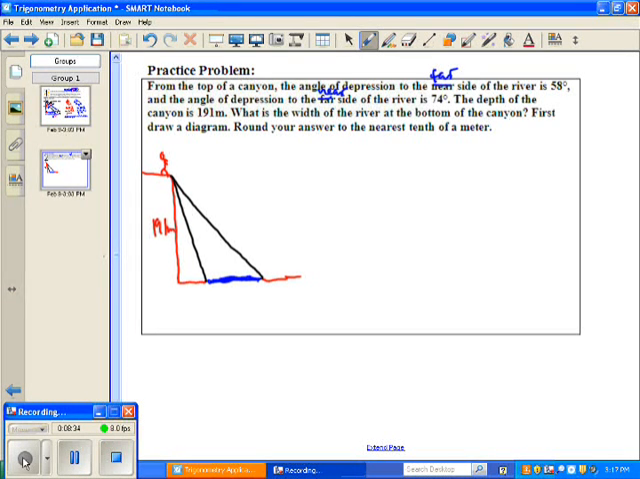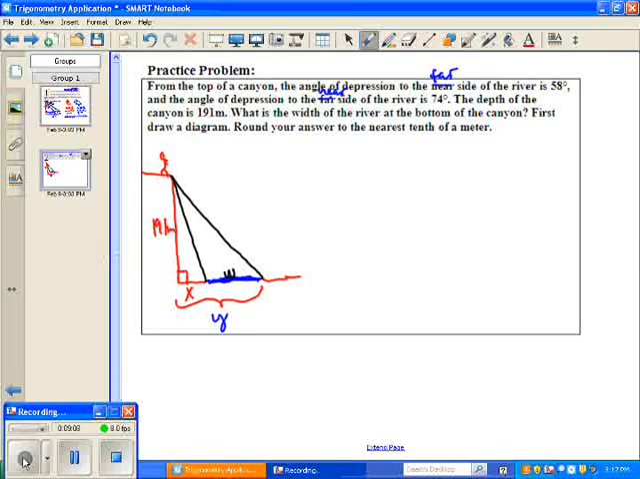Again, like in the previous problem, we have two triangles that are formed. And remember, this angle down here is the right angle. So again, we're going to call this x. We're going to call this whole length right here y. And then we're going to find w, which is the width of the river. Okay, so again, let's just split it up into the two triangles so you can see better what's going on.